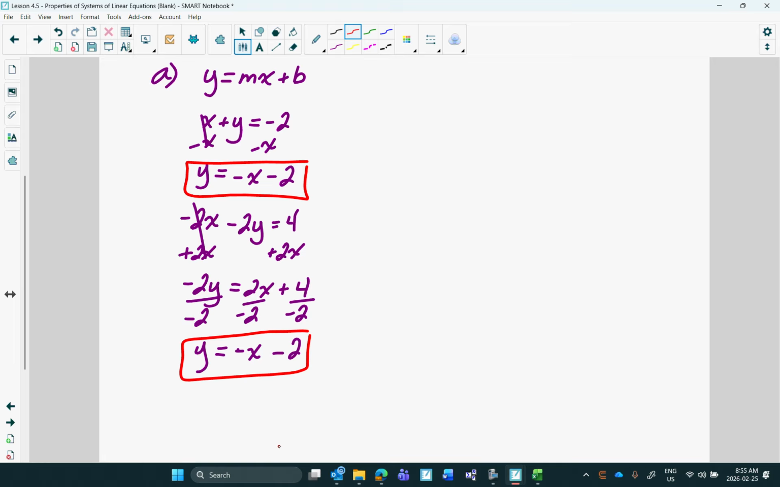What's the y-intercept of this one? Negative 2. Careful. And the slope? Negative 1. What can you tell me about the y-intercepts and slopes of these two? Which means how many solutions? Infinite. If they're the same, it's the same line, which means infinite.